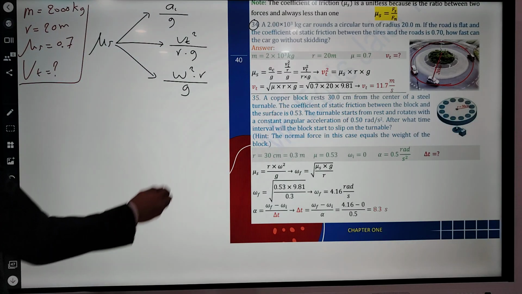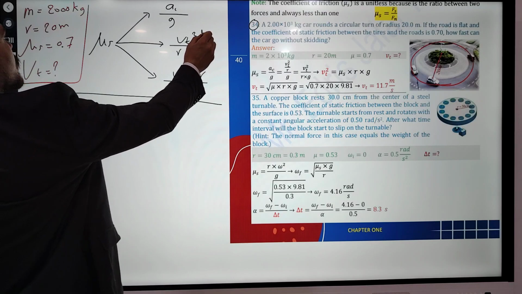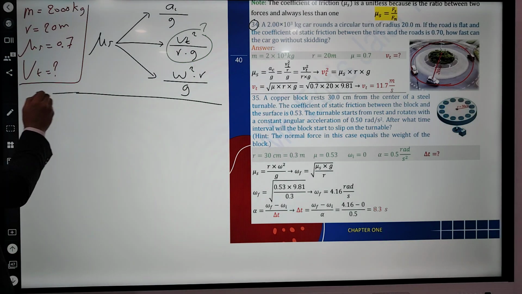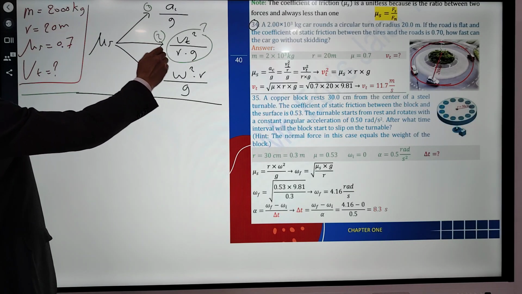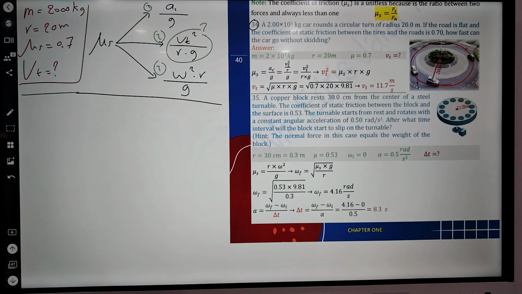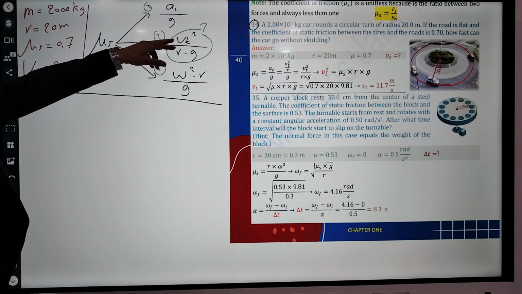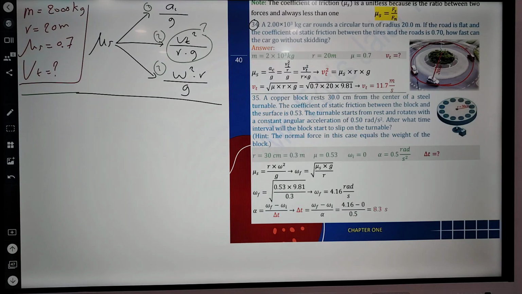Which equation can be used from these equations? Equation number 2. Why? Because the speed is unknown. So we have to choose which one? Equation number 2. This is 1, this is 3. Why equation number 2? Because the question says find tangential speed, and we have tangential speed in equation number 2. That is why we have to select equation number 2.